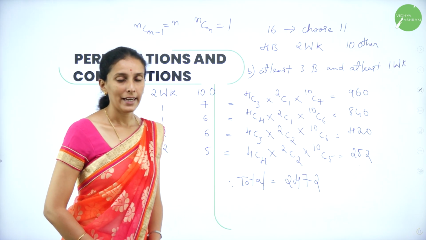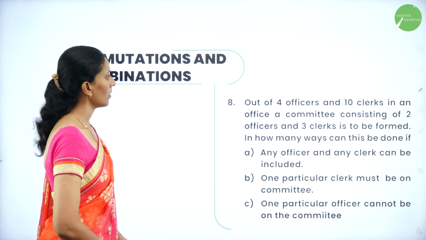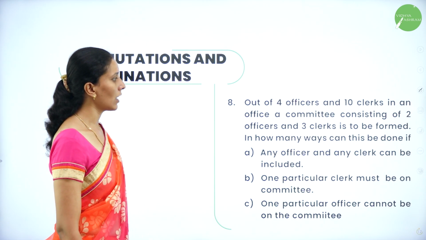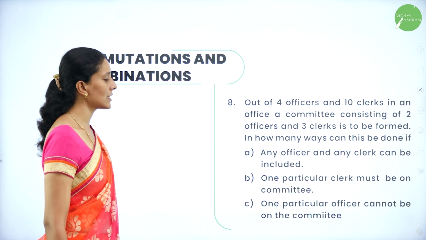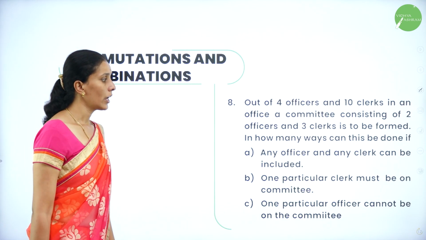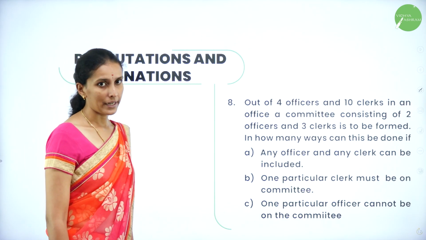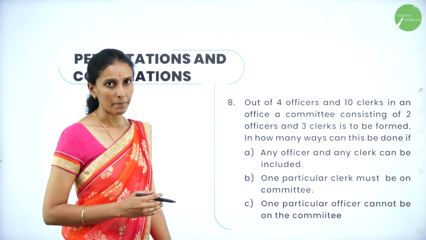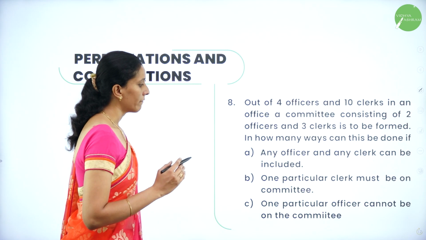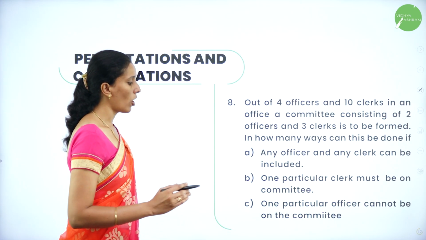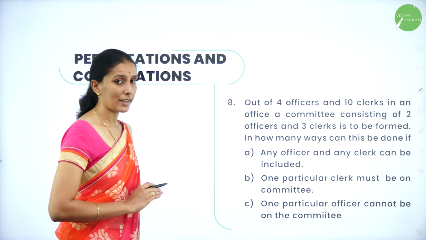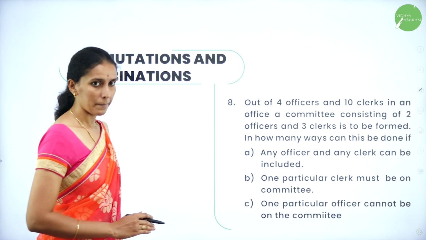So moving to my next question. Out of 4 officers and 10 clerks in an office, a committee consisting of 2 officers and 3 clerks is to be formed. In how many ways can this be done if? First question, any officer, any clerk can be included. Second question, one particular clerk must be on the committee. Third question, one particular officer cannot be on the committee.